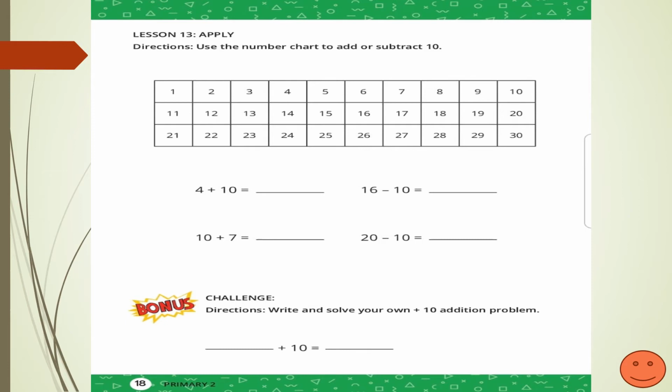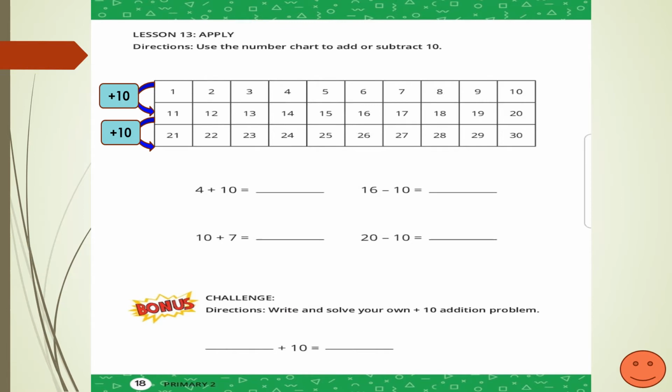Okay? We will find that 1 plus 10 equals 11, 2 plus 10 equals 12, 3 plus 10 equals 13, 4 plus 10 equals 14, and so on. And if I add any number in the second row to 10, it will give me a number in the third row, like 11 plus 10 equals 21, 12 plus 10 equals 22, 13 plus 10 equals 23, and so on.